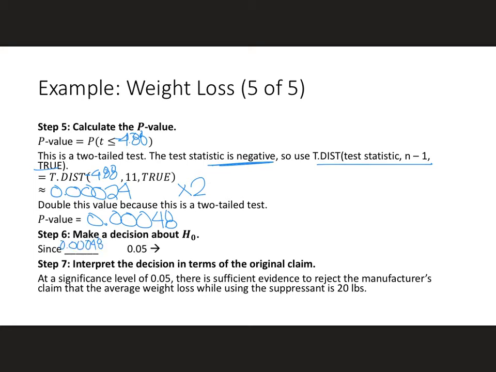We're going to compare 0.00048 to 0.05, and we know that that value is less than 0.05, so we reject the null hypothesis. You would use your interpretation table and write this as: at a significance level of 0.05, there is sufficient evidence to reject the manufacturer's claim that the average weight loss while using the supplement is 20 pounds.